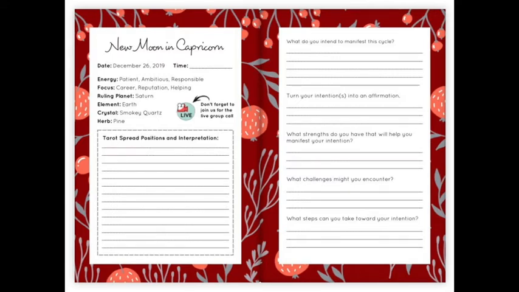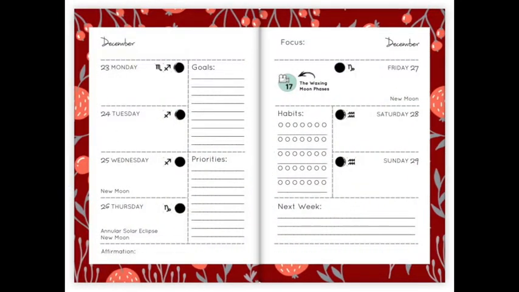So you'll think about how your strengths can help you, what challenges you might face, and any steps that you know that you can take toward your intention, especially steps that you can take in the next couple of days to really get the ball rolling. Then you'll find your weekly calendar pages. So at the top of each weekly calendar page, you can write what you are focusing on during this cycle or during this week. It doesn't have to be the same every single week. There's also space to write what you can do each day that will take you closer to manifesting your intention.